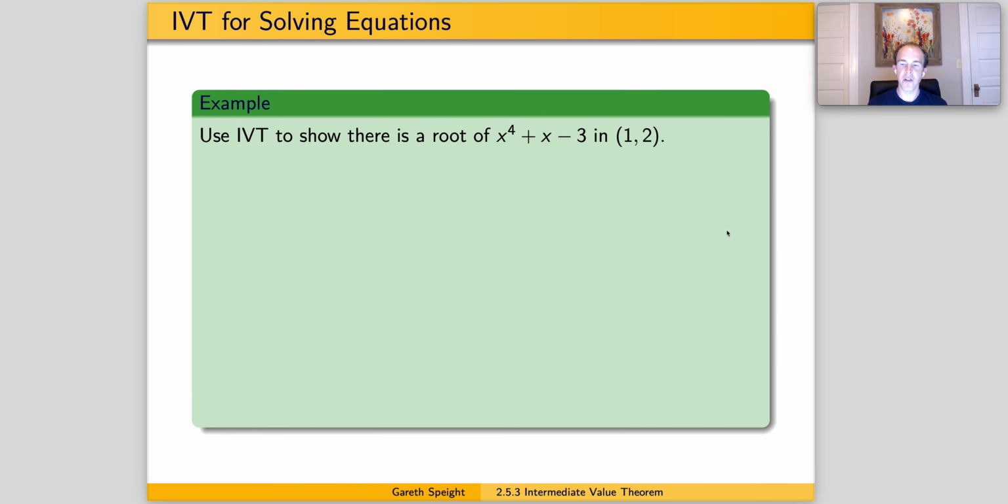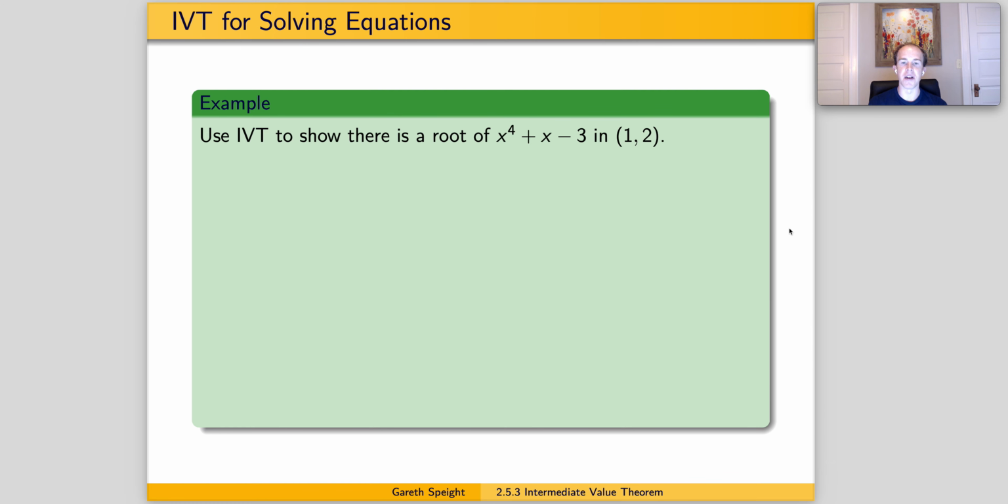But for continuous functions, the intermediate value theorem has a big application, which is in solving equations and finding roots of equations. So let's do an example like that. Let's try to use the IVT, which is just an abbreviation for intermediate value theorem, to show that there is a root of x^4 + x - 3 in the interval from 1 to 2. So what do I mean by a root?